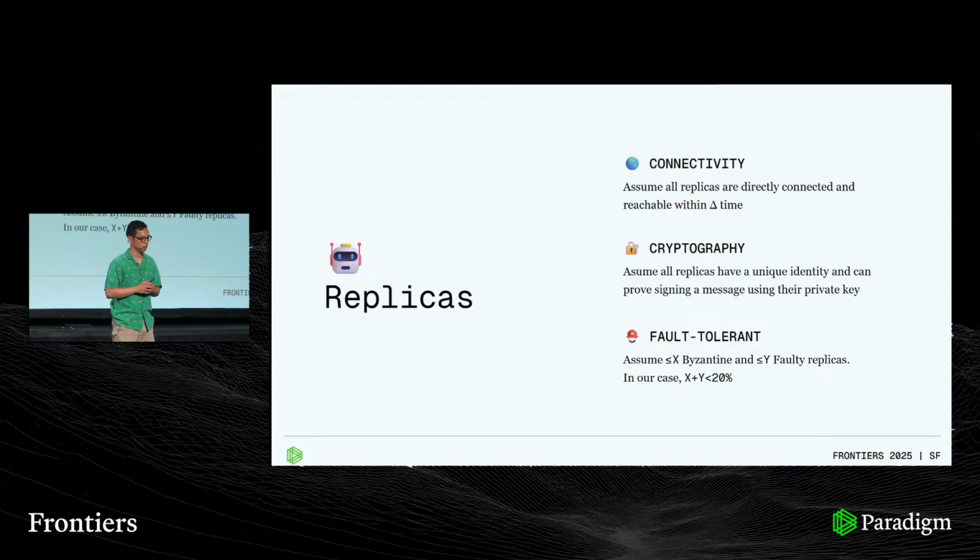Another thing is all the replicas have public-private key pairs, so they can all be identified by their identities and cryptographically signed messages so that everybody knows, okay, it's coming from them. And then, as we said before, we're assuming less than 20% of all nodes are either Byzantine or faulty.